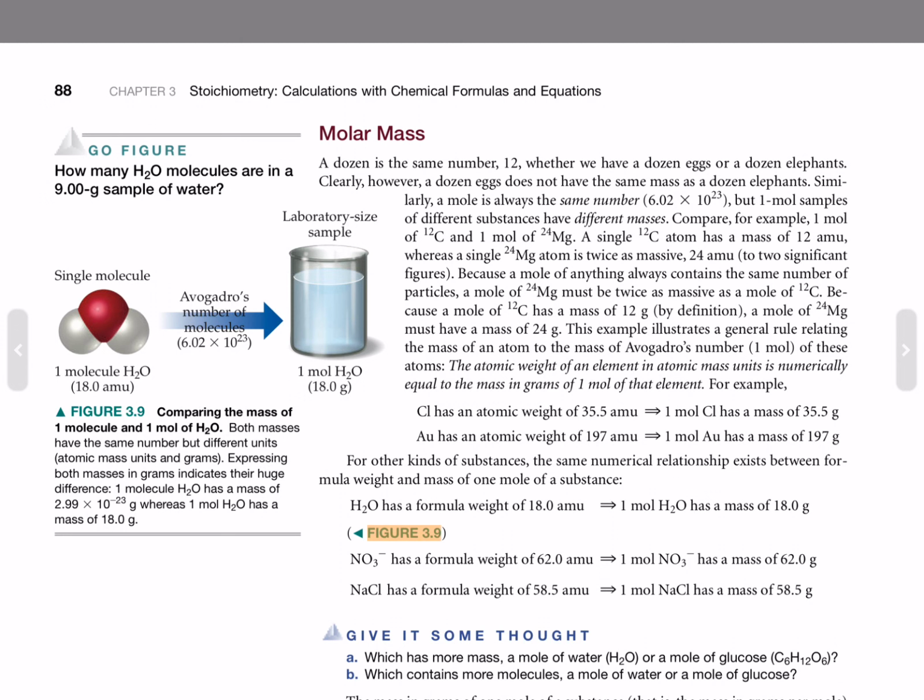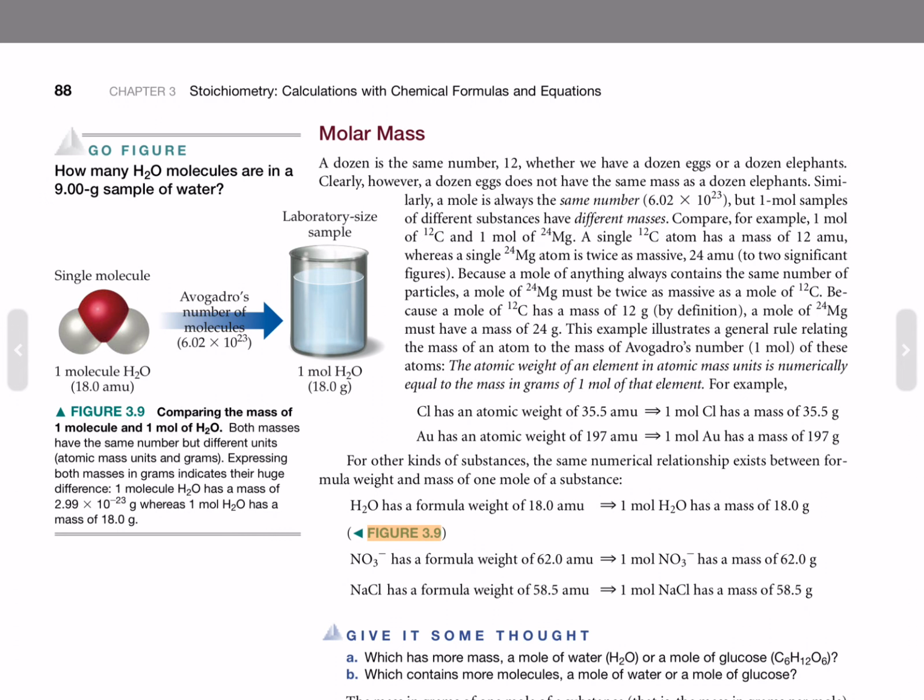For other kinds of substances, the same numerical relationship exists between formula weight and the mass of 1 mole of the substance. Water has a formula weight of 18 AMUs. 1 mole of water has a mass of 18 grams. Nitrate has a formula weight of 62 AMUs. 1 mole of nitrate has a mass of 62 grams. Sodium chloride has a formula weight of 58.5 AMUs. 1 mole of sodium chloride has a mass of 58.5 grams.